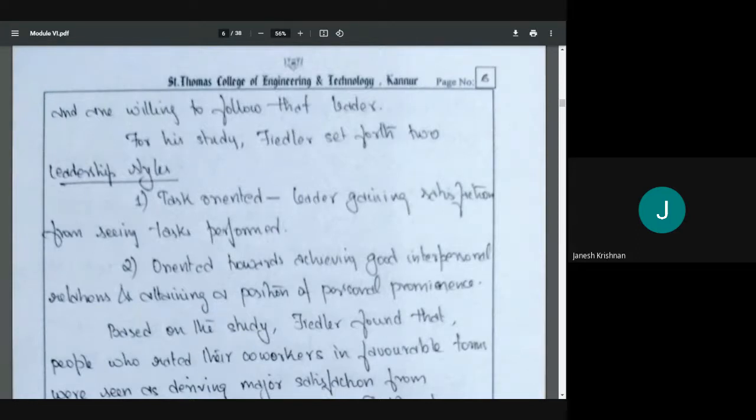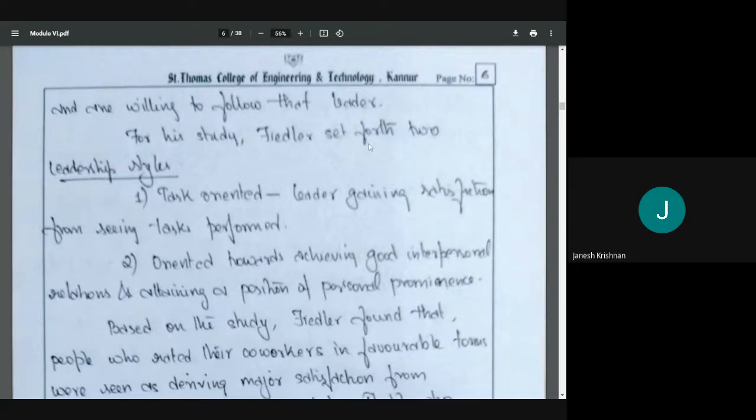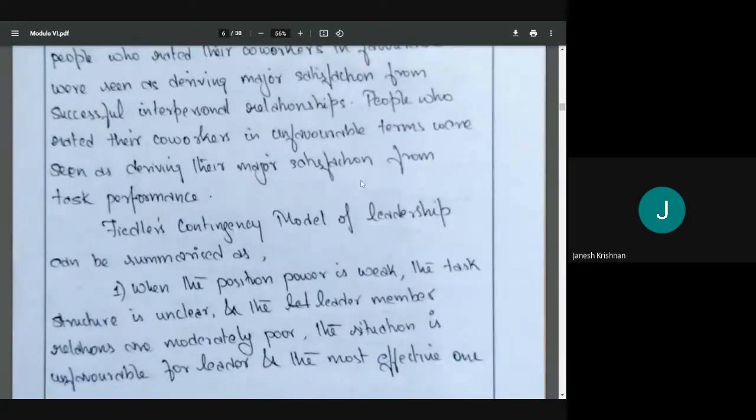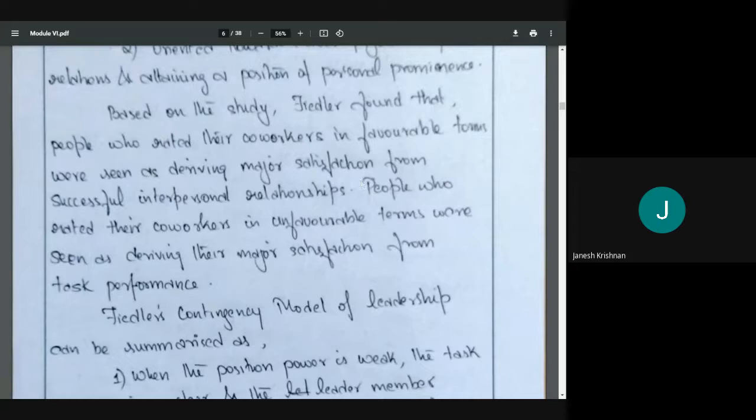Based on his study, Fiedler also found that when he asked the co-workers to rate others, those co-workers who got a higher rating were following the second approach, that is, forming a good relationship with others. So the co-workers who had a good relationship with other workers got a higher rating than those who were more task oriented. That was again what Fiedler found from his studies.